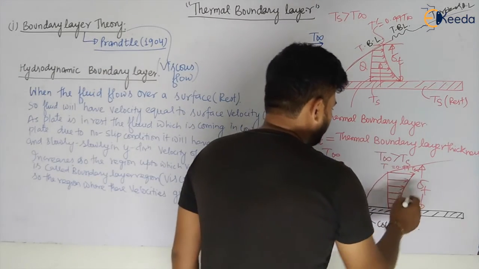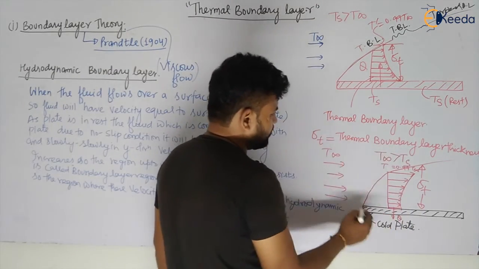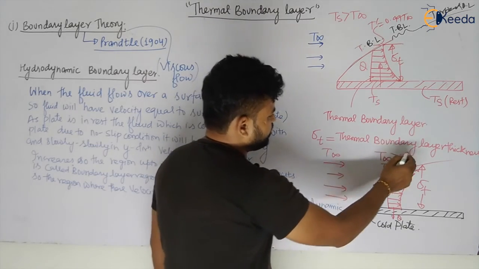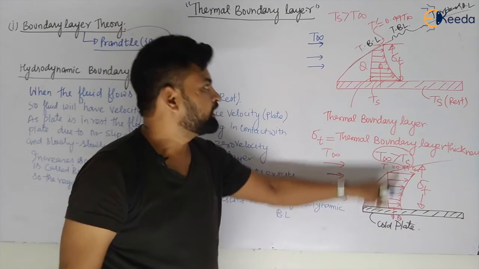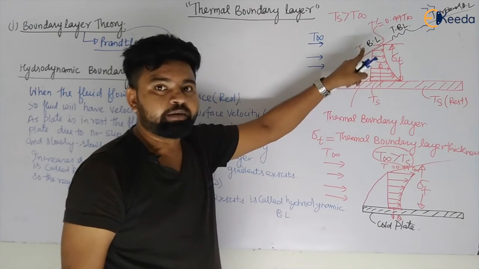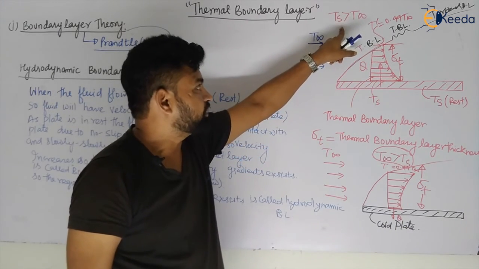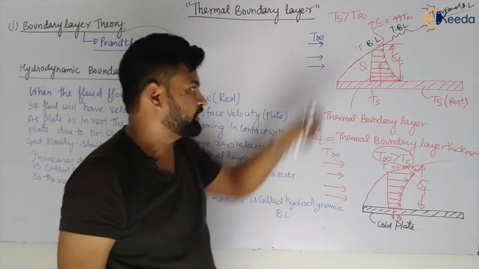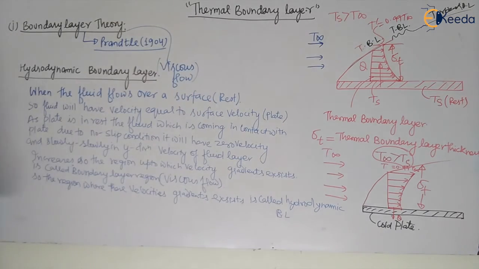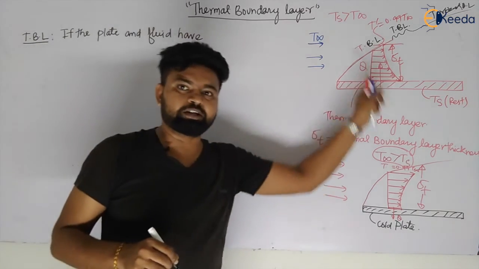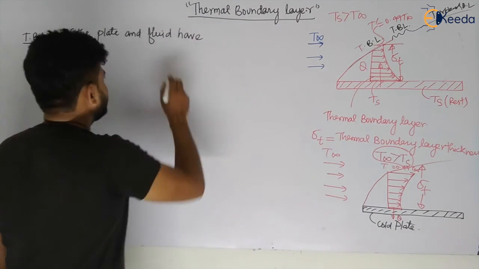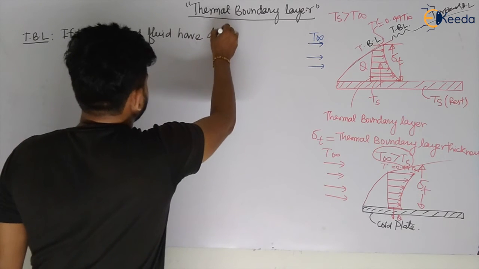So this condition exists when the temperature of the fluid is greater than the temperature of the surface, and the other condition is when the temperature of the surface is greater than the temperature of the fluid, my dear students. Let us see the thermal boundary layer. This is similar to the hydrodynamic boundary layer we have seen. Have different temperatures.